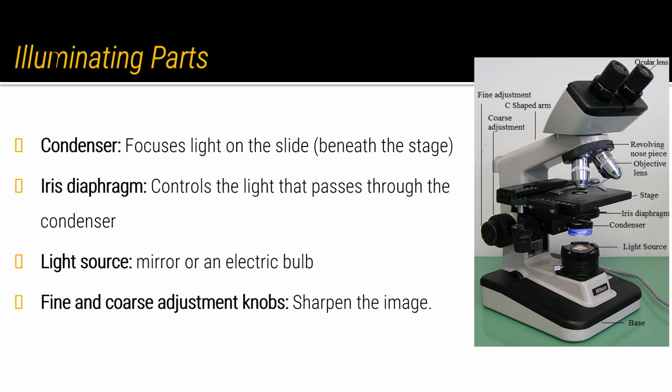The third one is the illuminating parts. First is the condenser, which focuses the light on the slide and is present beneath the slide. The iris diaphragm controls the light which passes through the condenser. The third one is the light source, which is in the form of a mirror or an electric bulb. The fourth one is the coarse and fine adjustment knobs, which help in sharpening the images.